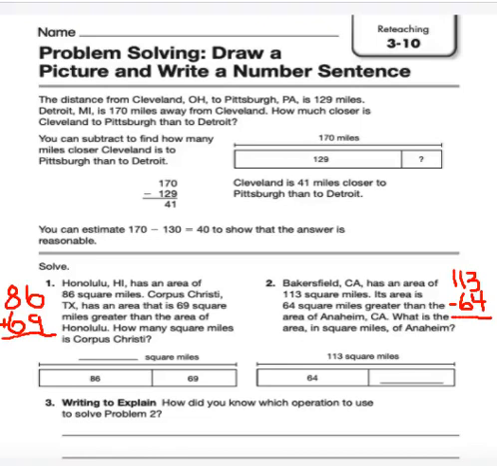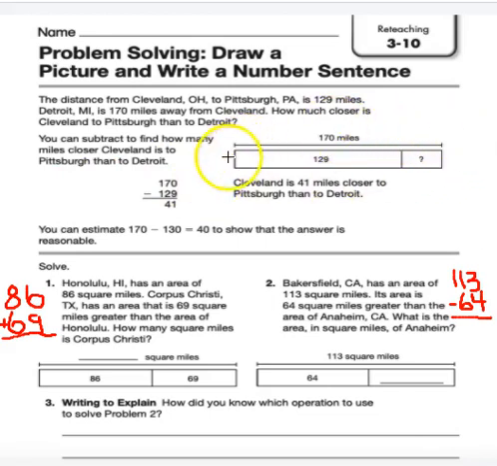Hi everyone, we're going to go over the reteaching for 3.10, which is problem solving by drawing a picture and writing a number sentence. Every time you have a reteaching page, up at the top of the page, this section is great because it tells you what the assignment is going to be about. In this case, they're going to give you a story problem, and then you're going to have to figure out if it's addition or subtraction.